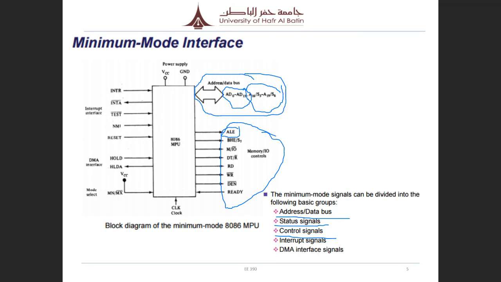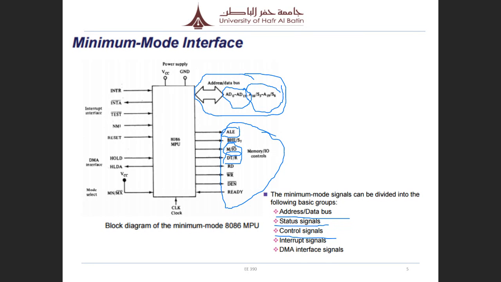Okay, there is another pin called M/IO with a bar, memory or input output. If it is a memory related operation, then this signal is 1. If it is an input output related operation, then this signal is 0. And also you can see there is one pin called DT/R with a bar.